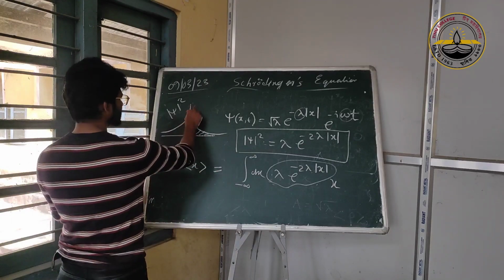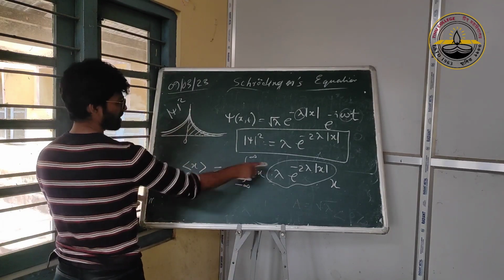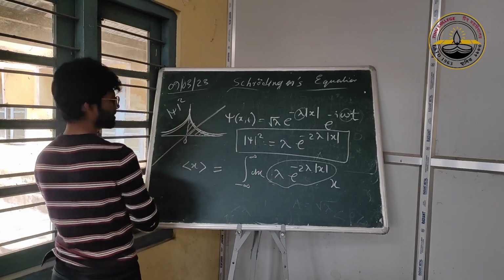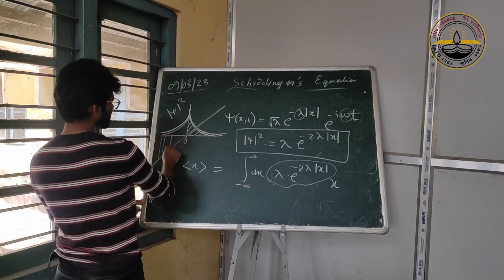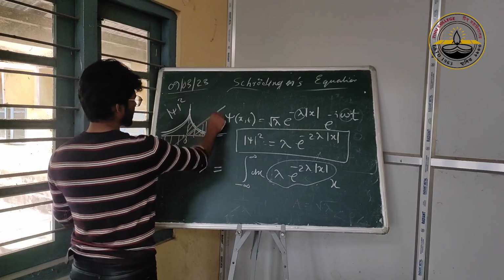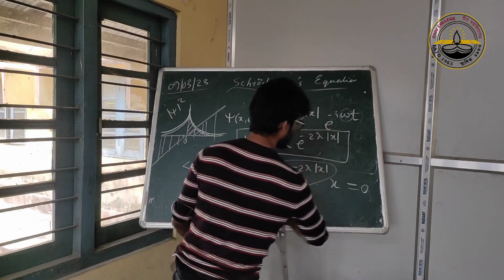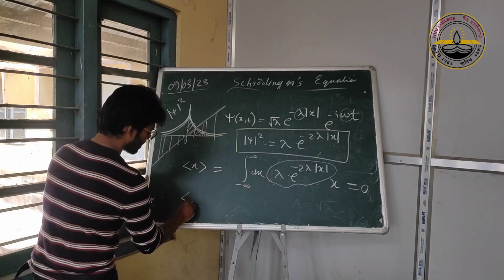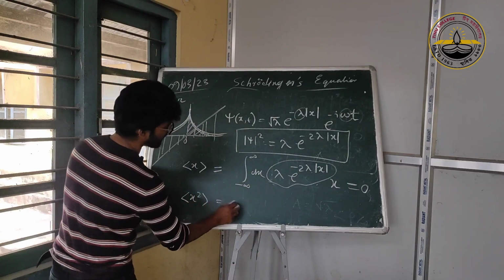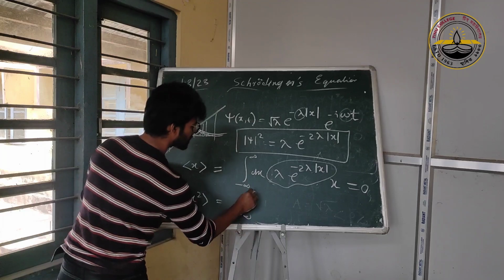Because look at this, this is even, and x is like this. So this area and this area will just cancel out. So this is plain 0. Okay? And what is the integration of x squared? Well, that will not be 0.